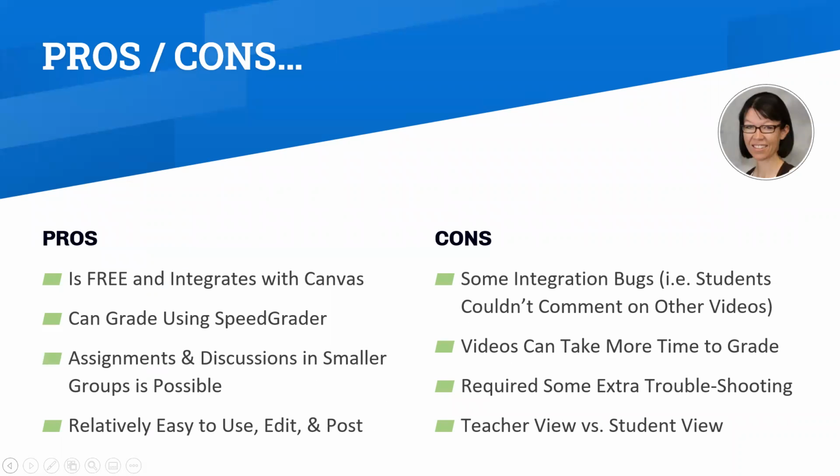So pros, I mentioned some of these already. It's free. Students don't have to have a password and an account to use Flipgrid. The other thing is that it does integrate into Canvas, so you can use SpeedGrader. That gets a little tricky if you're dividing students into groups, because my experience was that they couldn't comment on each other's videos if they were divided into groups when I was integrating Flipgrid into Canvas. If I sent them out to the Flipgrid website, then that wasn't a problem and they were able to comment.